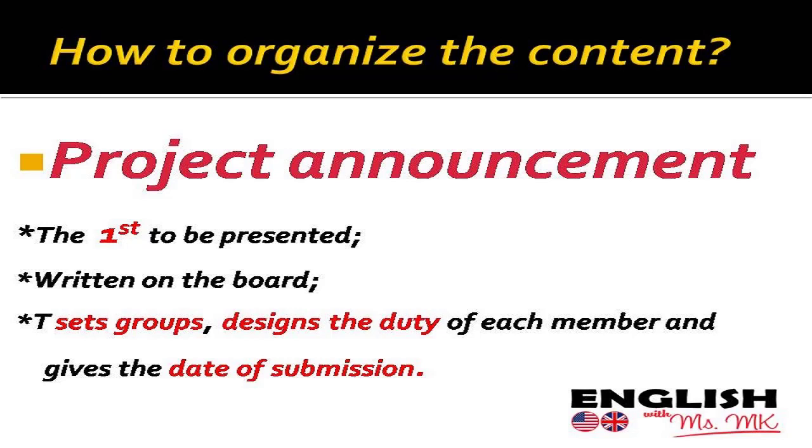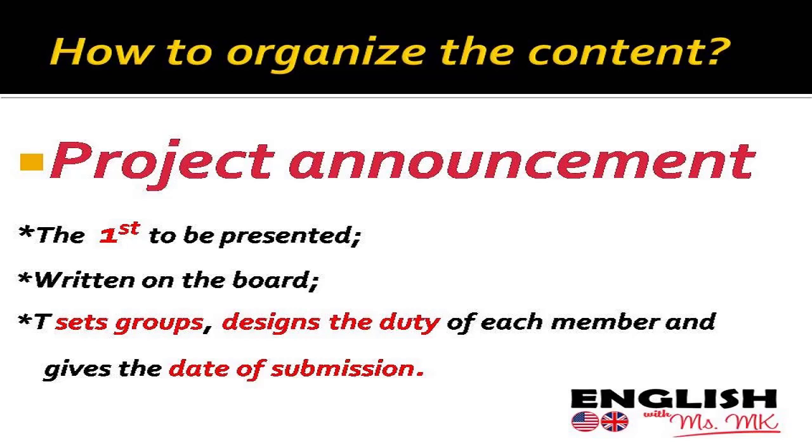It means if we have 5 sequences in the book, it does not mean that we have 5 projects. No, we have 1 project for each term, 1 project for each semester. It means if we have 3 semesters, we have 3 projects. If we have 2 semesters, we have 2 projects. So the project is not related to the sequence, but it is related to the term.